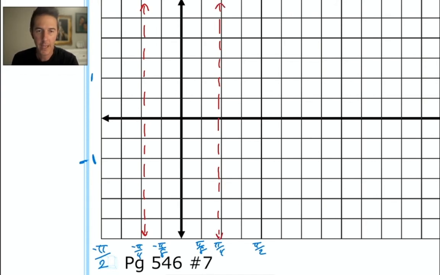At negative pi over 8, we are now at negative 1/2, still at 0, 0. Then to the right at pi over 8, we're up at 1/2. And we can draw our compressed version of the tangent curve.